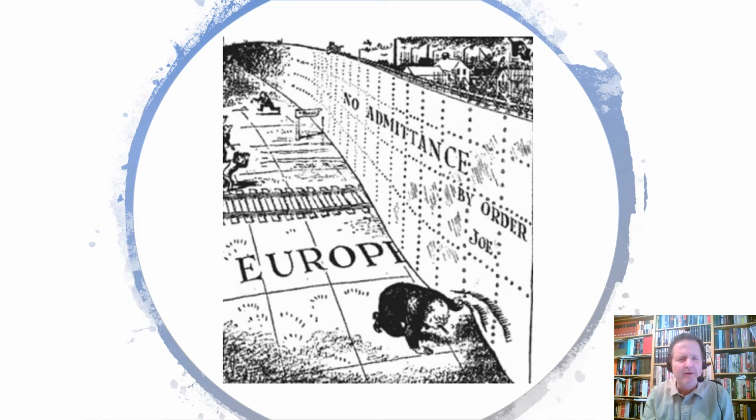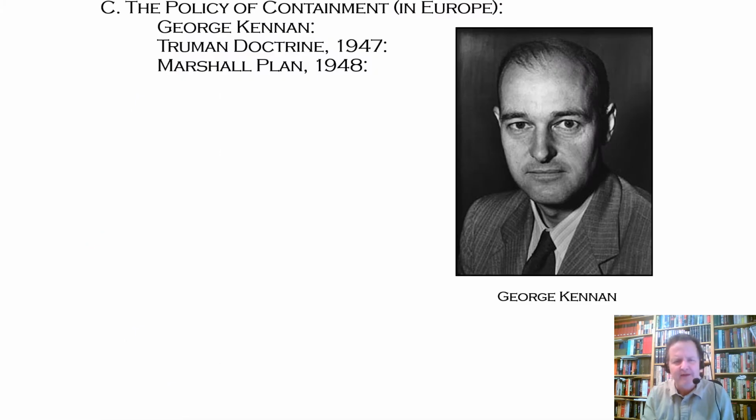Okay. So on to our next slide, though. Here's Kennan. We've already talked about that. Next thing we want to talk about is the Truman Doctrine. So the Truman Doctrine comes around in 1947, and there's two countries that kind of trigger this.